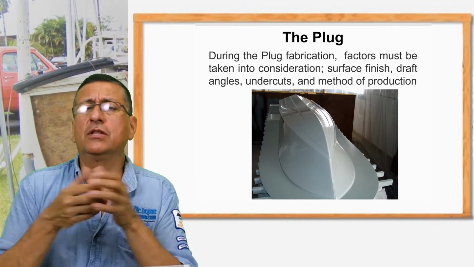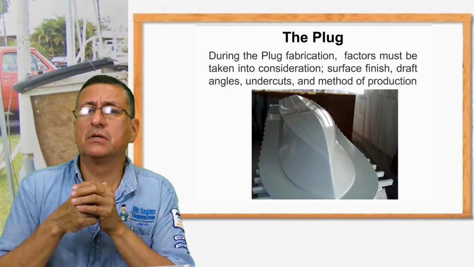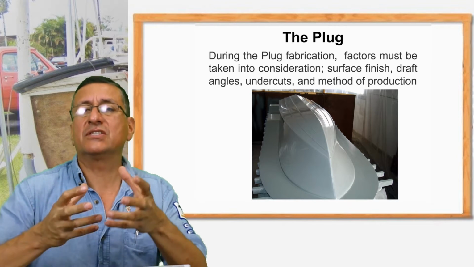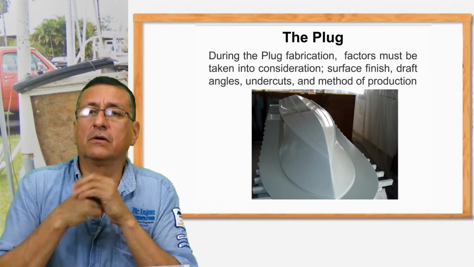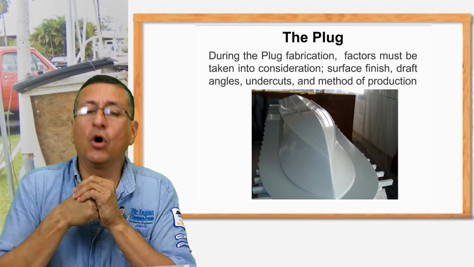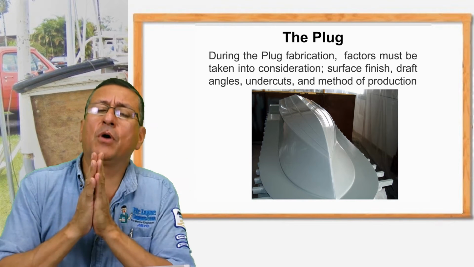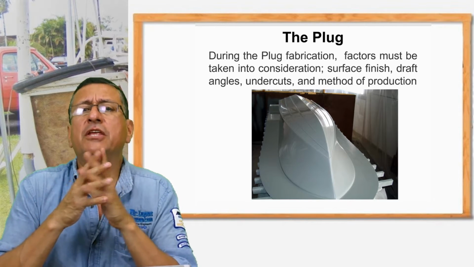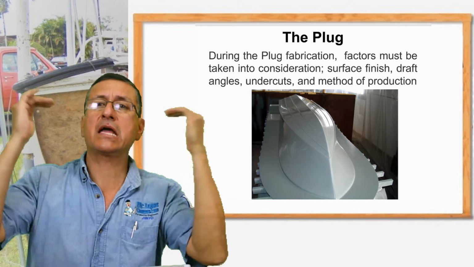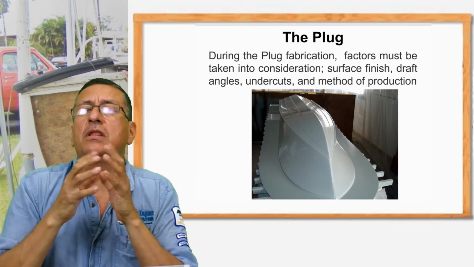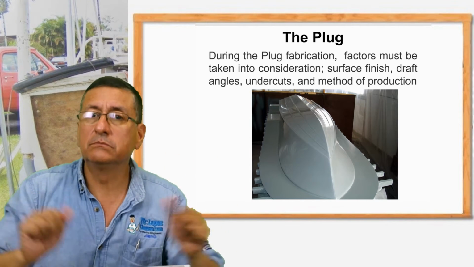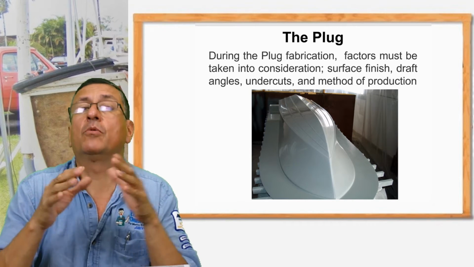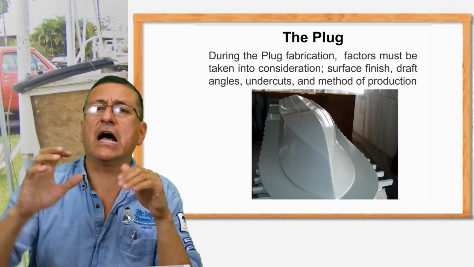There are molds in 2 sections, in 3 sections, depending on the complexity of the part, the complexity of the hull. When you create boats, you need a plug for the hull. Probably you need another plug for the deck. You need another plug for the console. Yeah, those are the elements that commonly need plugs, as well as the hatch.